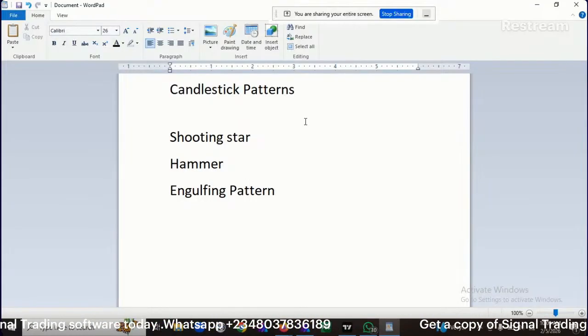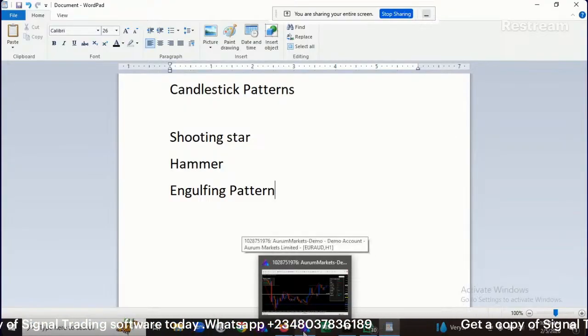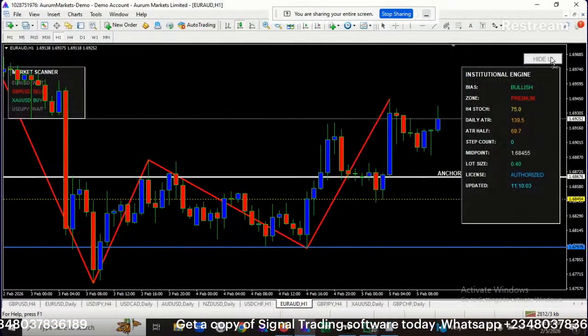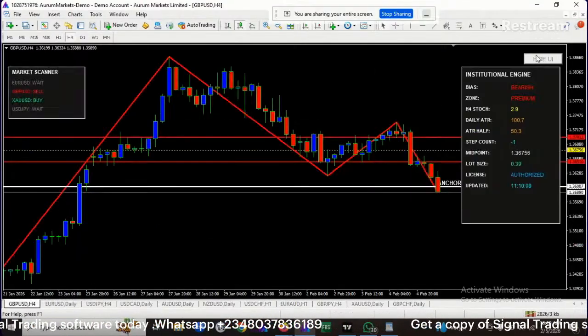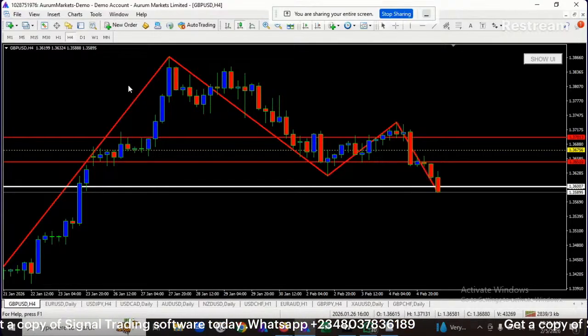So shooting star, what does a shooting star candlestick pattern indicate? When a shooting star candlestick pattern forms on the chart, what does it indicate? And what does a shooting star pattern look like? Okay, let me show you on the chart. This is what a shooting star candlestick pattern looks like. Let me look for a shooting star candle.